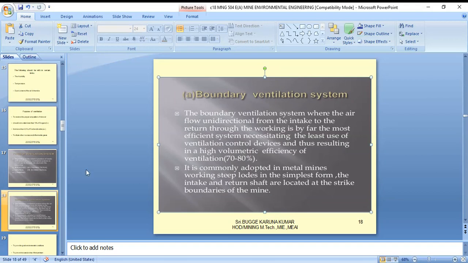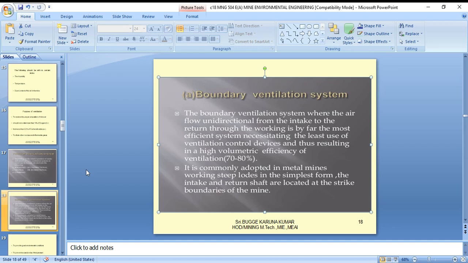Boundary ventilation system: the air flows unidirectionally from the intake to the return, necessitating the least use of air crossings, resulting in a high volumetric efficiency of ventilation. It is commonly adopted in metal mines working steep lodes. In its simplest form, the intake and return shafts are located at the strike boundaries of the mine. So this is actually a boundary system.